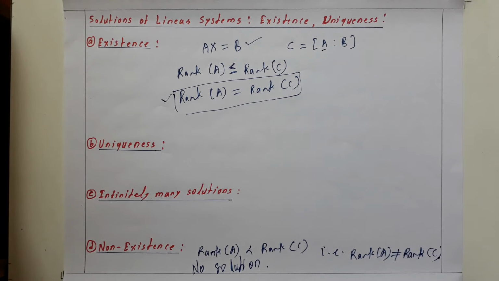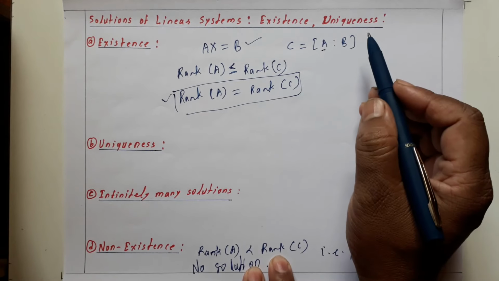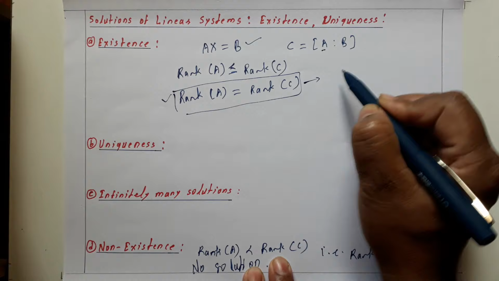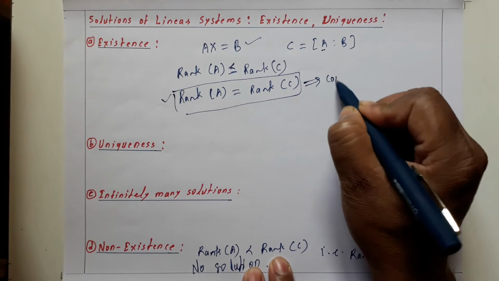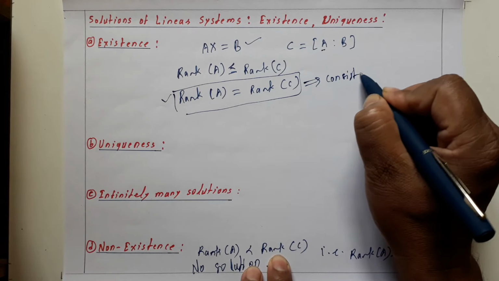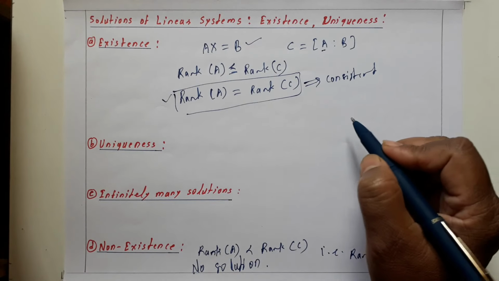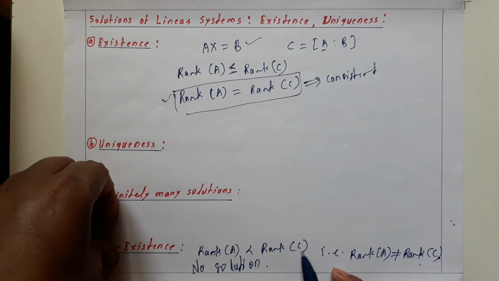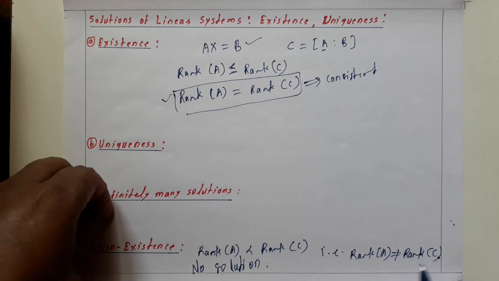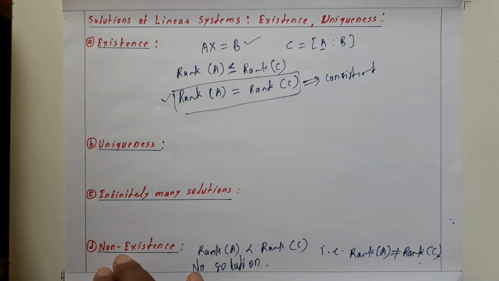Now our conclusion is, if rank A equals rank C, then the system is consistent. That means the system has one or more solutions. System is consistent means system has one or more solutions. Now if rank A is less than rank C, means rank A is not equal to rank C, then the system is inconsistent. That means the system has no solution. This is the non-existence condition for the solution of linear system.